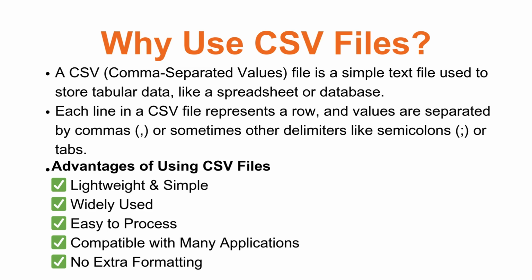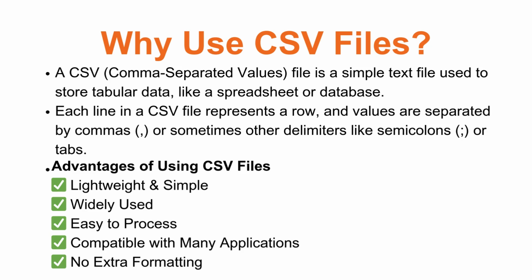So, advantages of using CSV files. CSV files are plain text, making them easy to read and edit. Most databases, spreadsheets like Excel, and programming languages support CSV, so it is widely used. Libraries like Pandas in Python make CSV handling effortless and easy to process. You can open CSV files in Excel, Google Sheets, databases, or even Notepad, so it is compatible with many applications. Unlike Excel .xlsx, CSV files don't contain complex formatting, reducing file size.